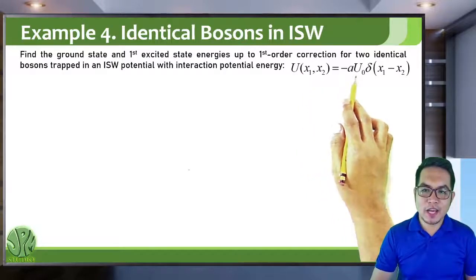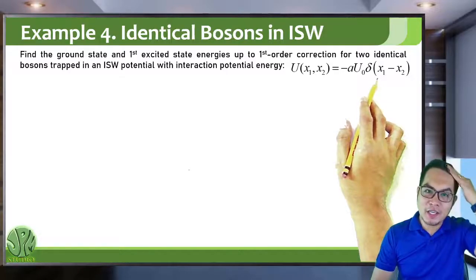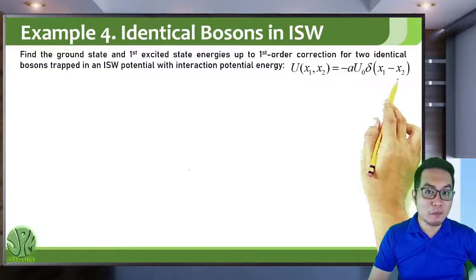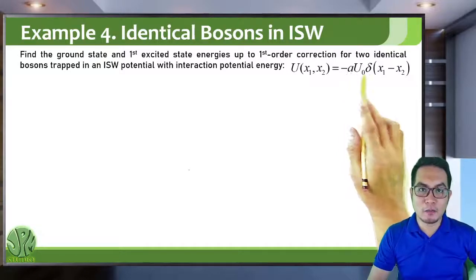It's negative a u naught times the delta function of x1 minus x2. Meaning, the 2 identical bosons will only interact if x1 is equal to x2, if they are both at the same point or in the same location. In that case, the potential energy is negative a u naught, where u naught and a are both constants.